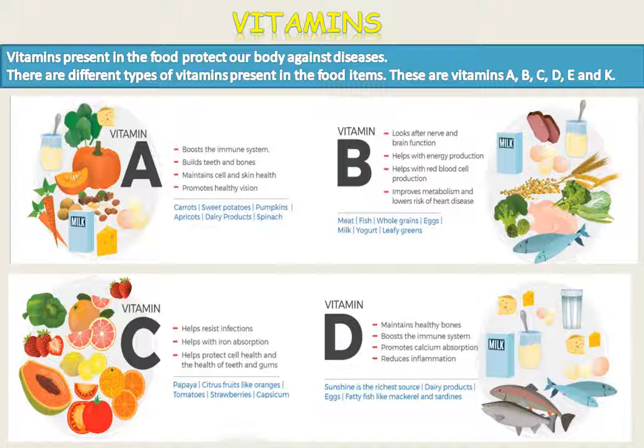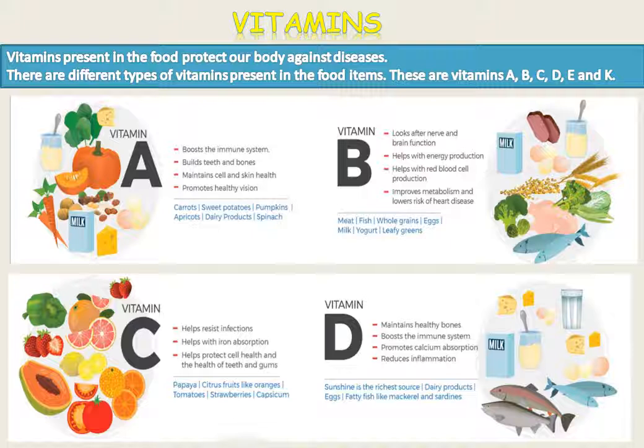Then vitamin C. It helps to resist infections. There are lots of people being affected by lots of infections. Some will be allergic, some will have problems with the climate. So all this can be rectified if you include vitamin C content in our food diet. Mostly vitamin C is obtained from fruit products. You can see in the picture. Oranges, papaya, strawberry, all are rich in vitamin C.